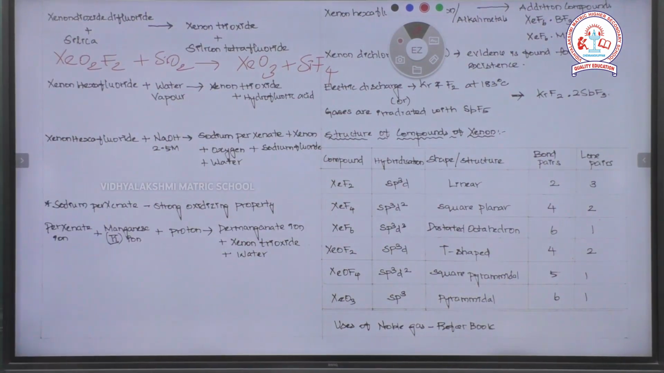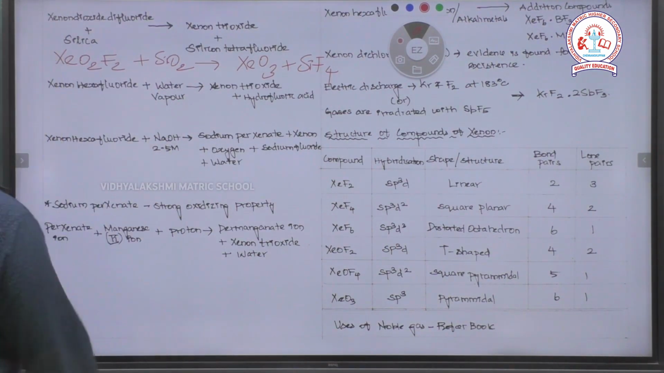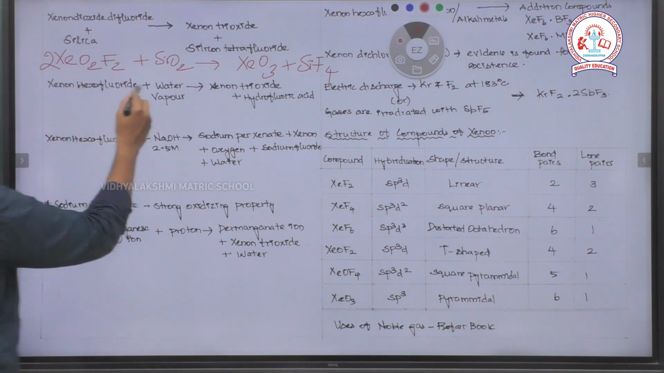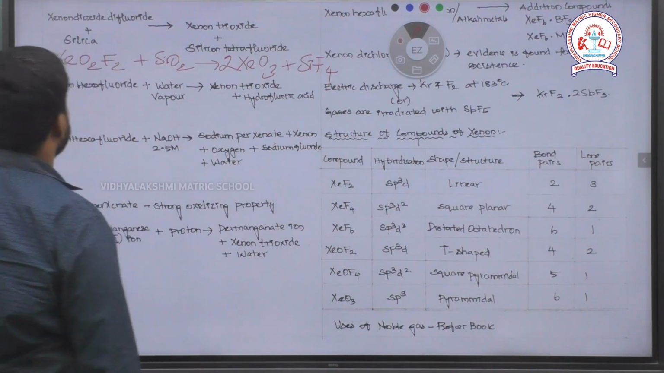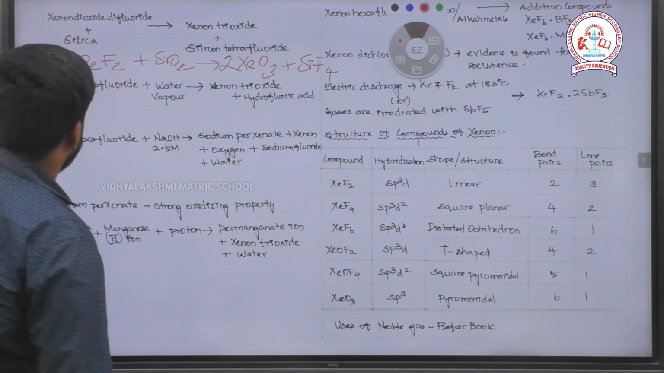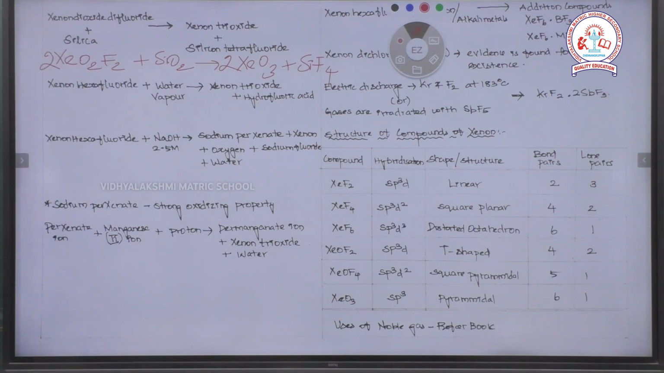So to balance it, fluorine is 4 on the right side, so here it is 2, I'll make it as 2. So xenon is 2, I'll make it as 2 here. Then silicon 1, no problem. Oxygen 4 plus 2, 6. Fluorine is 4, everything is balanced.